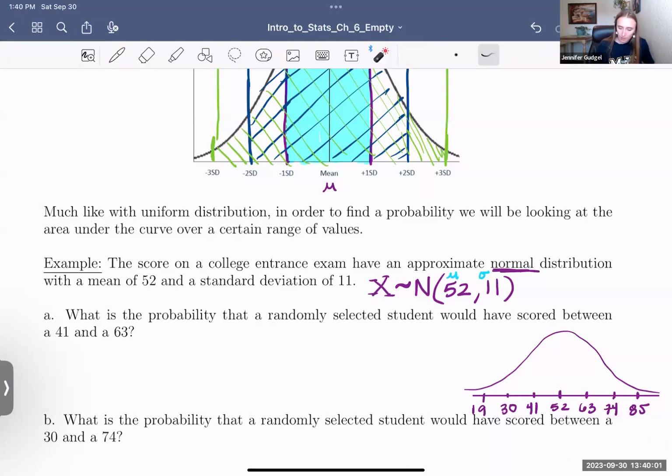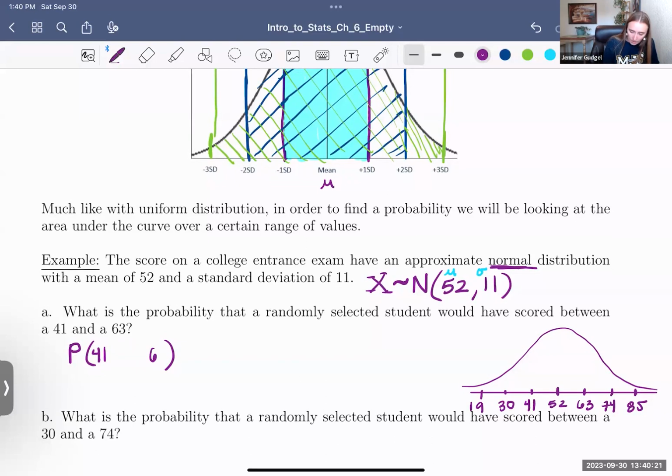All right, so for this first problem, let's continue to practice writing our probability question mathematically. It says, what is the probability that a randomly selected student would have scored between 41 and 63? The probability, that's that P, of a student scoring between 41 and 63. Remember, when you have between, the random variable X goes between 41 and 63, and our signs are progressively getting bigger. 41 is the smallest, X is bigger than 41, 63 is bigger than X. Those inequalities will always be facing the same way on that between situation.